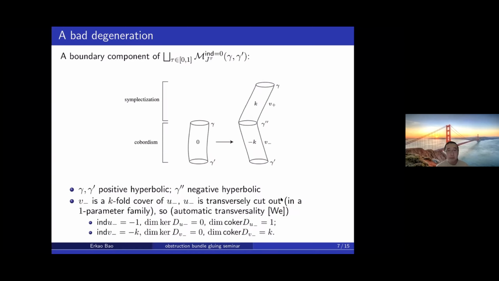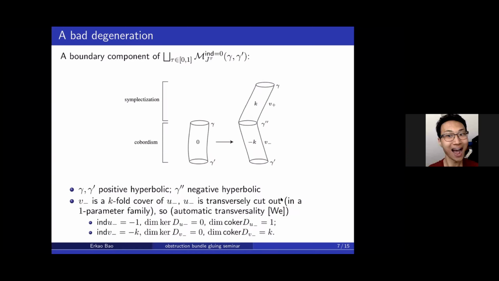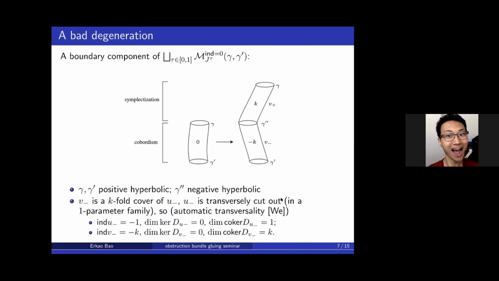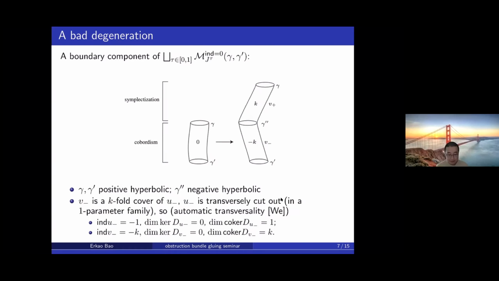Wait, I thought U minus was transversely cut out. How could it have a co-kernel? Oh, so U minus is transversely cut out in a one-parameter family. So I see. So it has a 1-dimensional co-kernel, which should cancel out with a variation of the almost complex structure, the variation of this family.